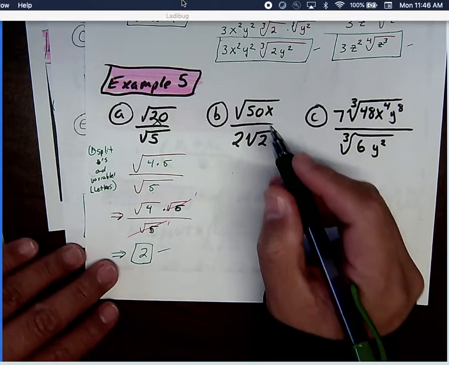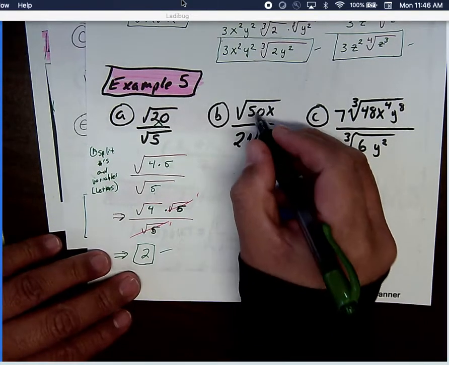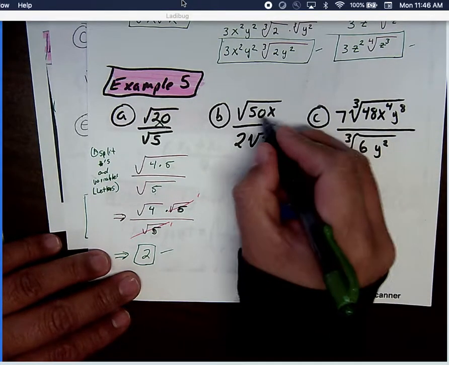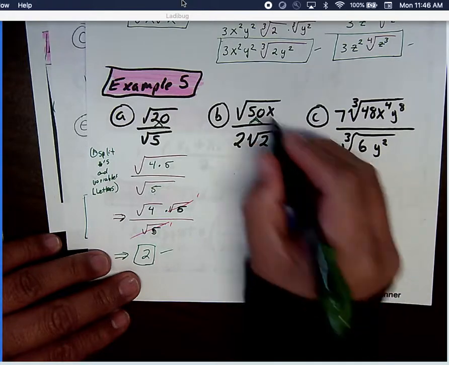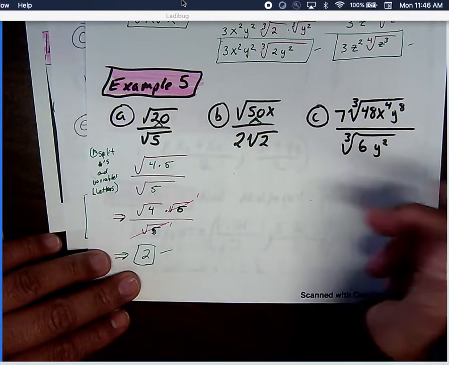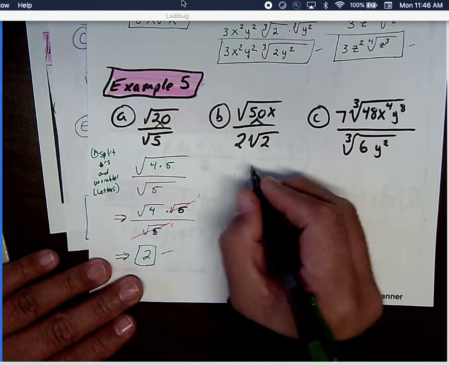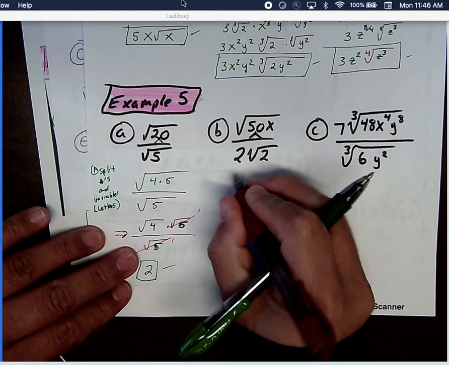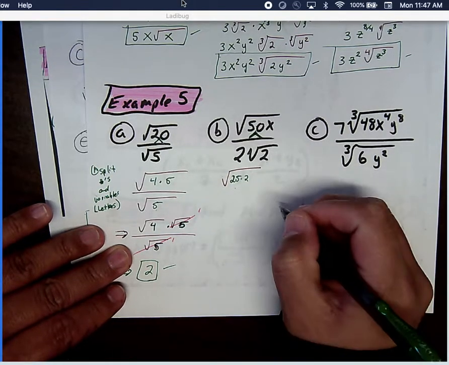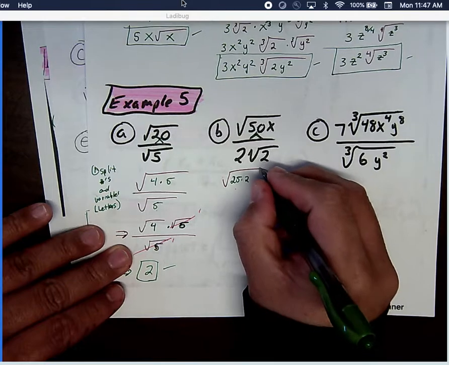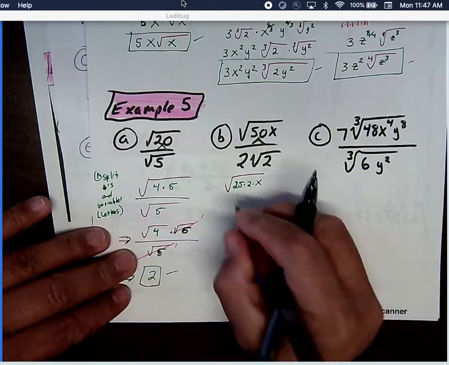Okay, now this one, so 50x. The x is not going to work, but we can find a perfect square here. We're going to split 50, and then that one we're going to leave alone, so I don't think we can do anything with it. So let's do this. Put the square root of 50. We're going to do 25 times 2 gives you 50, and we know 25 has a perfect square root. And then the x doesn't, so we're just going to leave it there. So separate them.